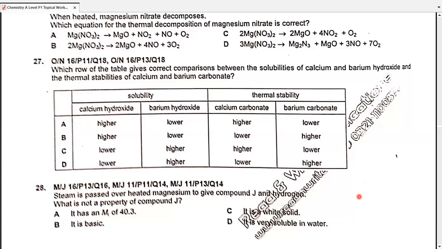Steam, magnesium, steam plus magnesium gives a mixture of magnesium hydroxide and water. Magnesium hydroxide will form, right? No, it's steam, not water.